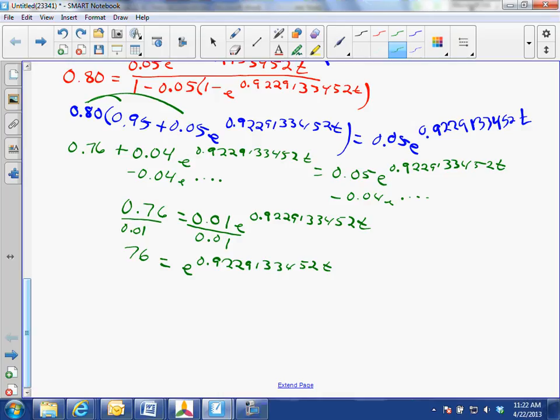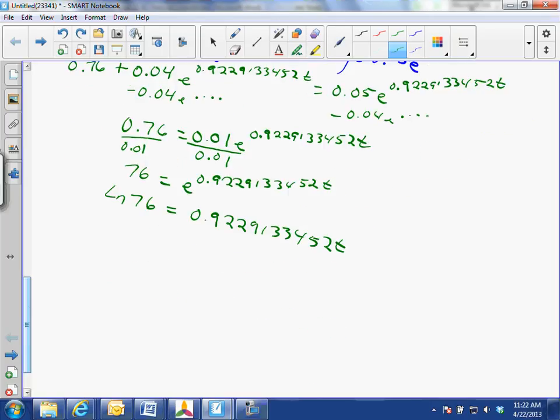All right, now we have e by itself. Now what? Now natural log. So natural log cancels out the e, so it's just left with the exponent divided by 0.9. Yep. So that cancels, so t is the natural log.